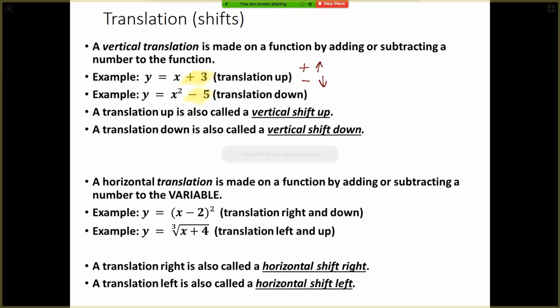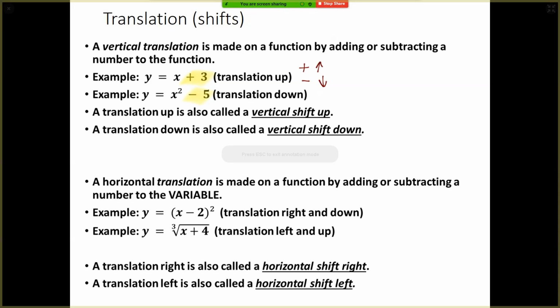For the second one, we have x squared, which is a quadratic. The minus 5 is hanging out at the end, it's negative, so it's going to move down. Any number hanging out at the end of your function is going to translate either up or down. Sometimes it's called vertical shift up, vertical shift down. A lot of times you'll see the word shift instead of translation on your tests.